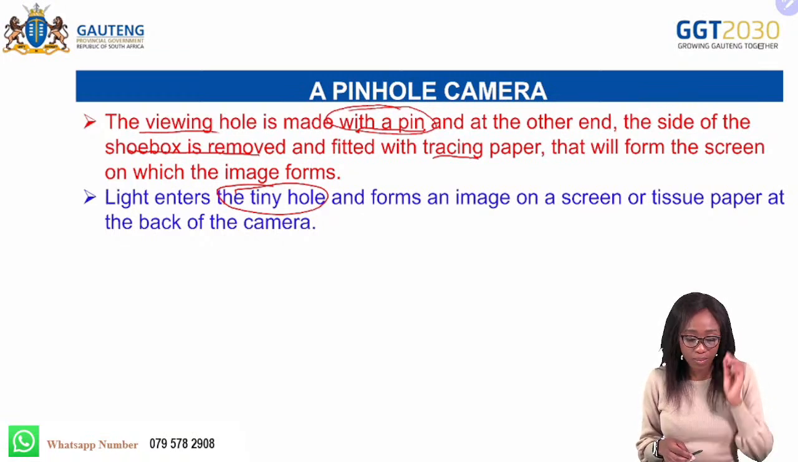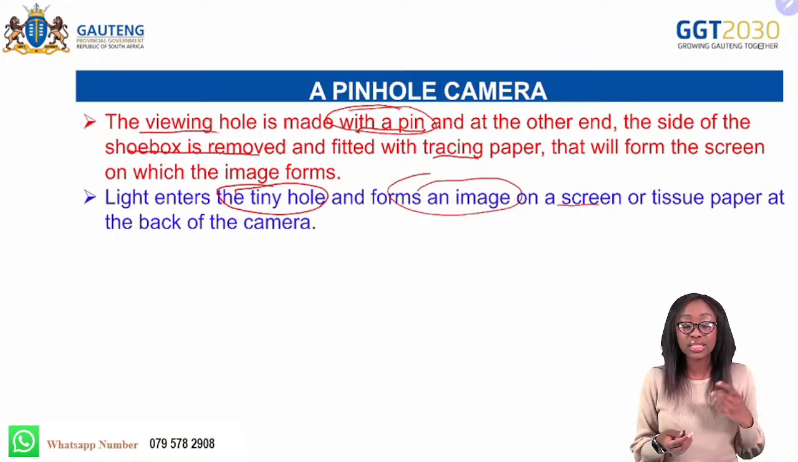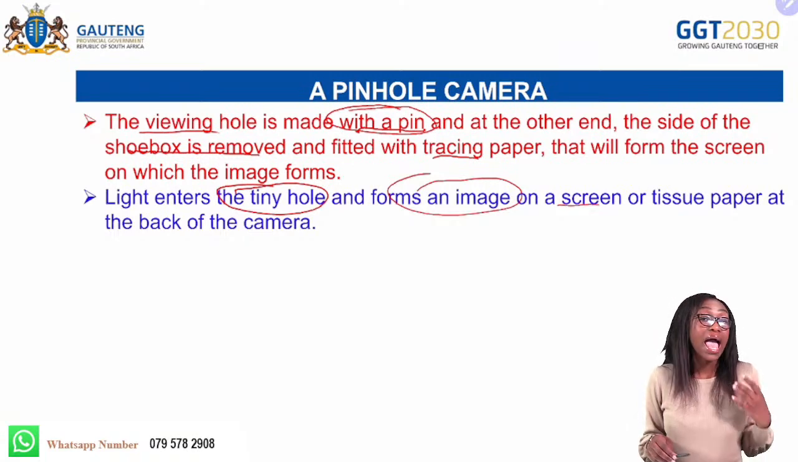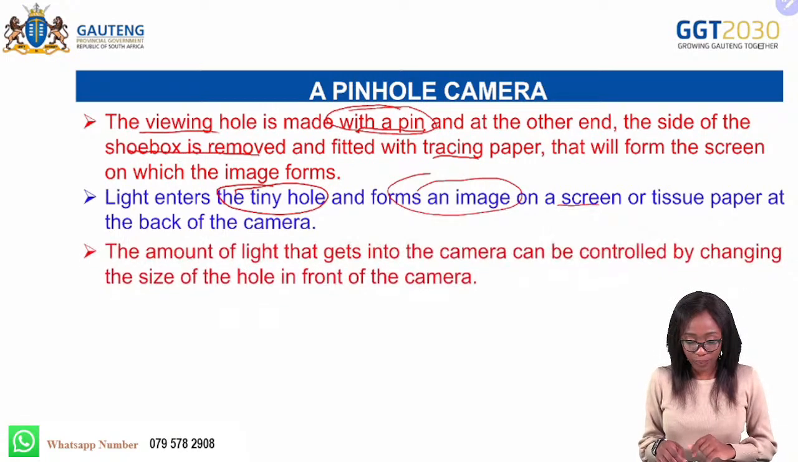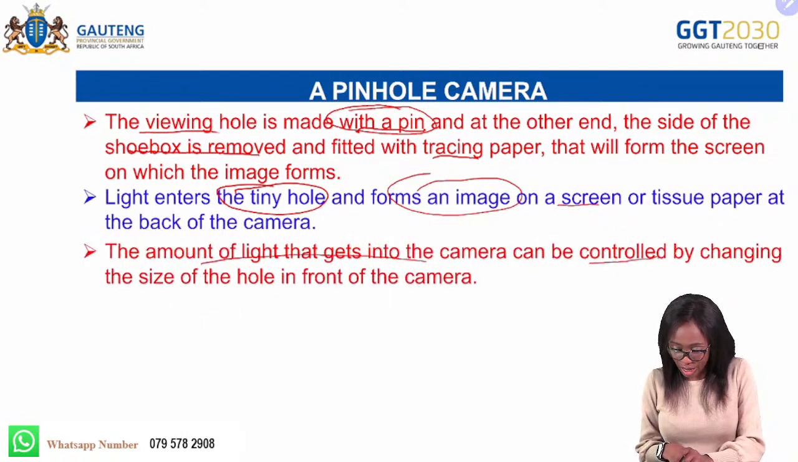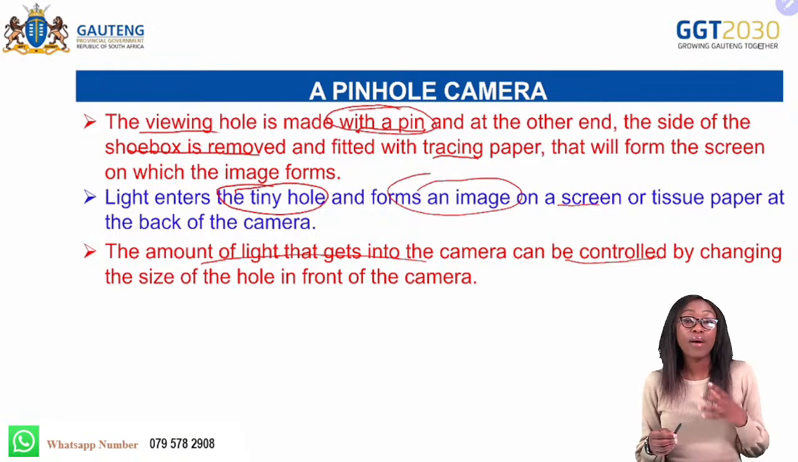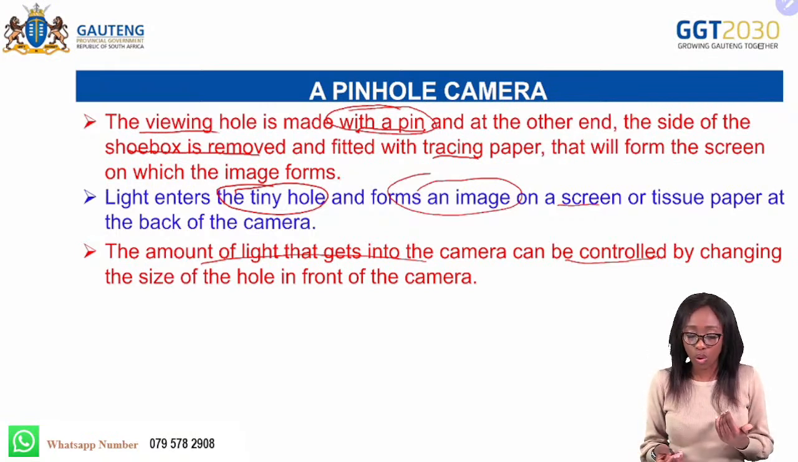So now it enters the tiny hole and then forms an image on a screen or tissue paper. In this case, we used tracing paper at the back of the camera. The amount of light that gets into the camera can be controlled by changing the size of the hole of the camera. You can get a very small hole or a bigger hole, so you can change the sizes of the hole. And the size of the hole determines the amount of light that comes into the camera.